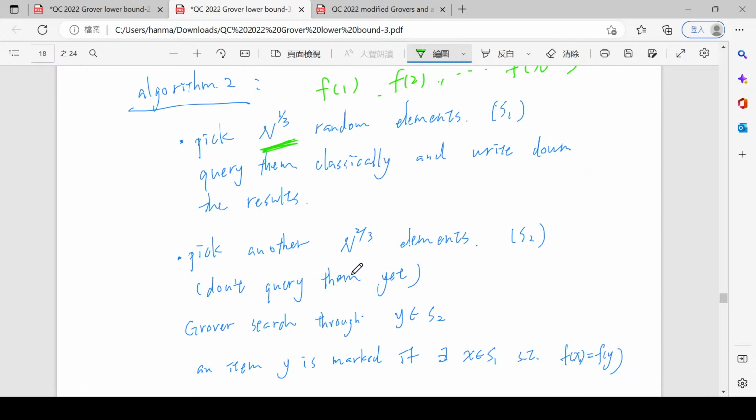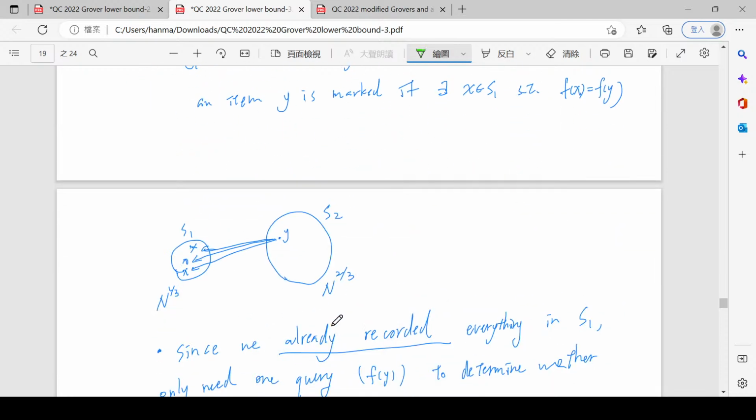And then we randomly select another n to the 2/3 items. But very importantly, we don't query this set yet, because we know classically we only need n to the 1/2 queries to finish everything. If we look at everything inside, n to the 2/3 is already more than the classical query complexity. So that's bad, but we can decide on some set that we want to search over.